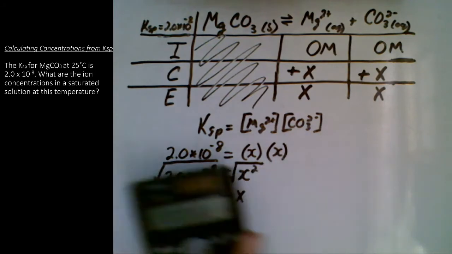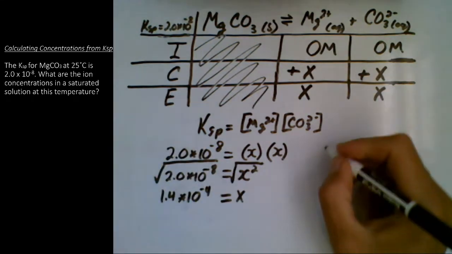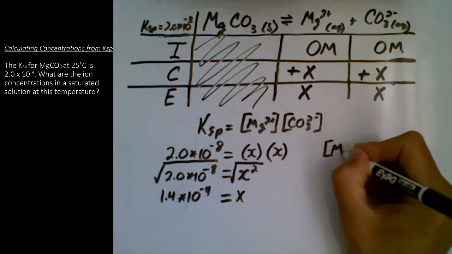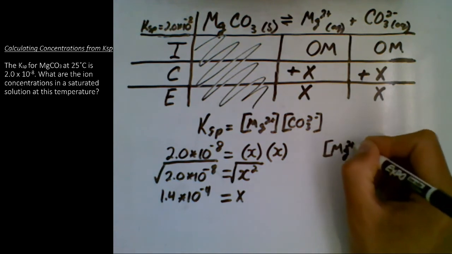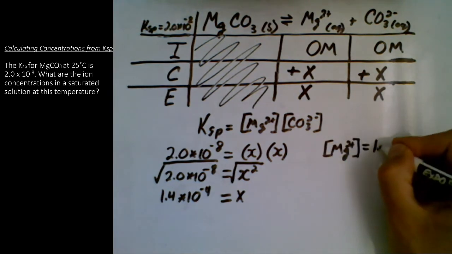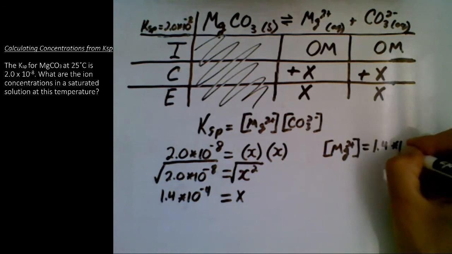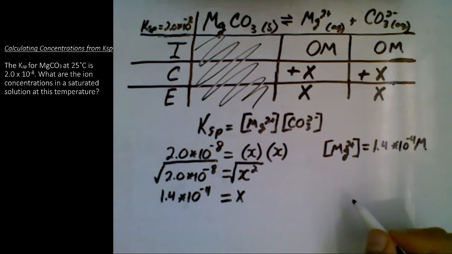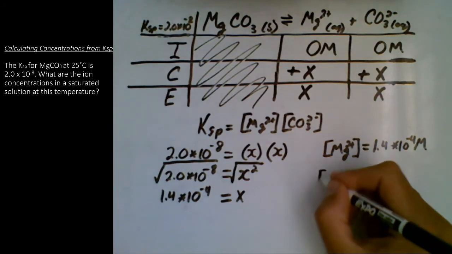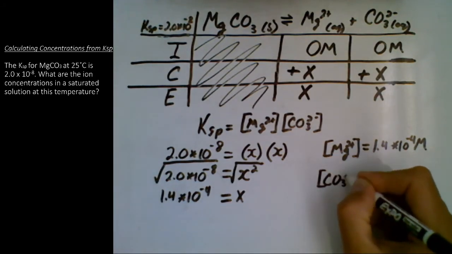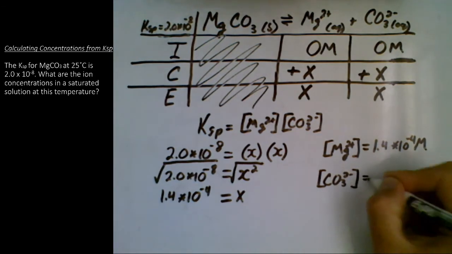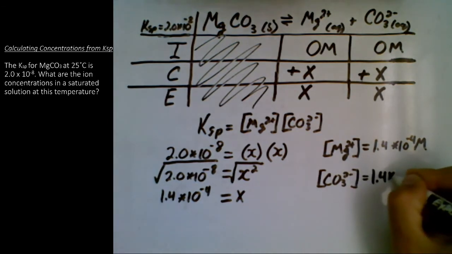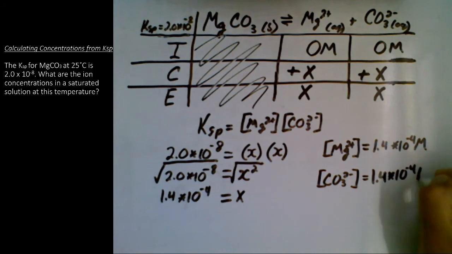So then what's our concentration of magnesium? Well, the concentration of magnesium is just x. So it's 1.4 times 10 to the minus 4 molarity. What's our concentration of carbonate? Well, it's the same as magnesium because it's a 1-to-1 ratio. So it's 1.4 times 10 to the minus 4. That's our final answer.